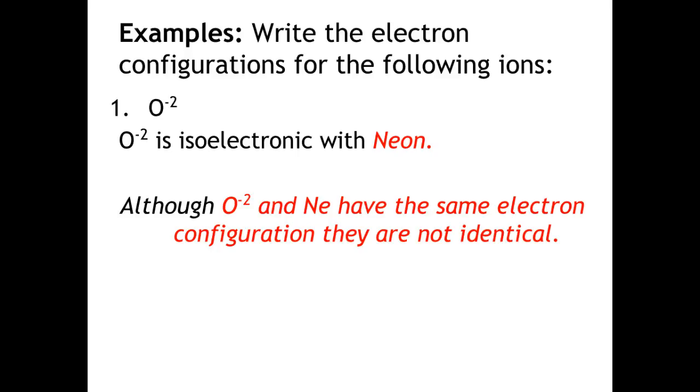So, like I said, although O negative 2 and neon have the same electron configurations, they are not identical. The electron configuration for O negative 2 and neon is the same: 1s2, 2s2, 2p6. Count the electrons. 6 plus 2 is 8, plus 2 is 10. Oxygen has 8 electrons, plus 2 more because it's a negative 2 overall charge, which gives me a total of 10 electrons. So O negative 2 has this electron configuration.